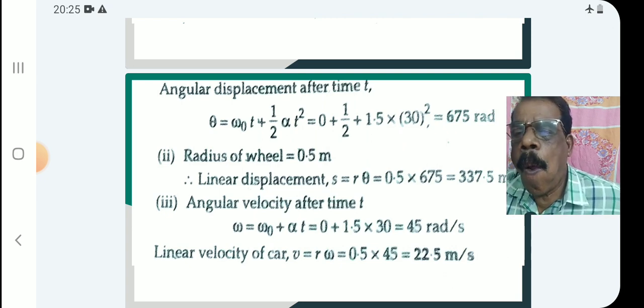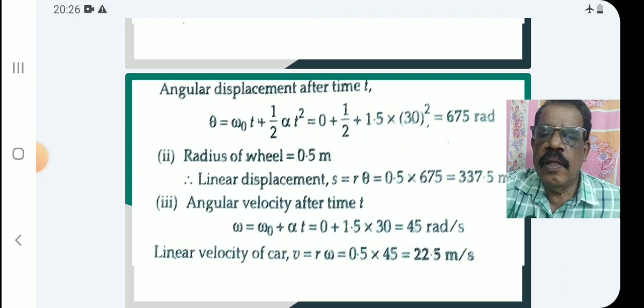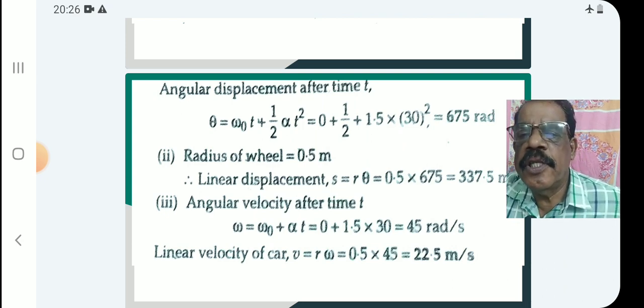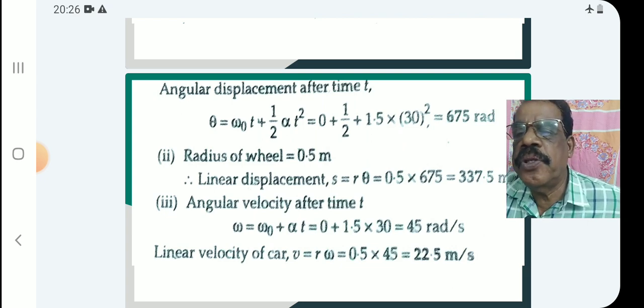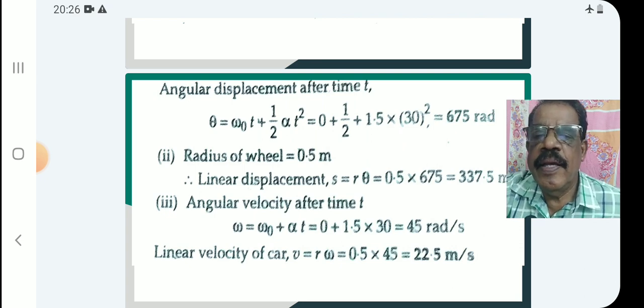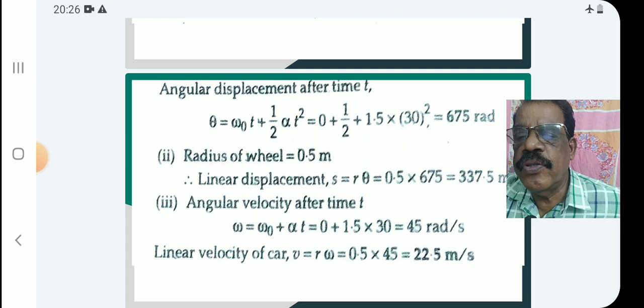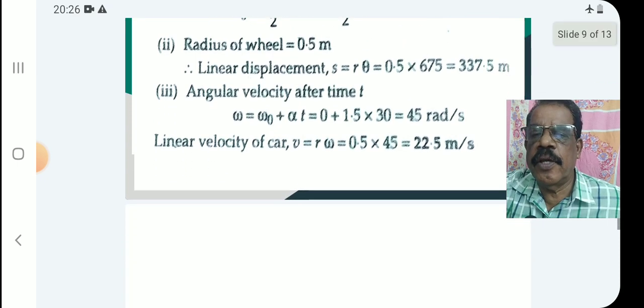Radius of wheel 0.5 meter, linear displacement s is r theta, you know, s is r theta, that is 0.5 into 675, 337.5 meter. Angular velocity after time t, omega is omega 0 plus alpha t, 0 plus 1.5 into 30, 45 radians per second. Linear velocity v is r omega. In this case, that is 0.5 into 45, 22.5 meter per second.